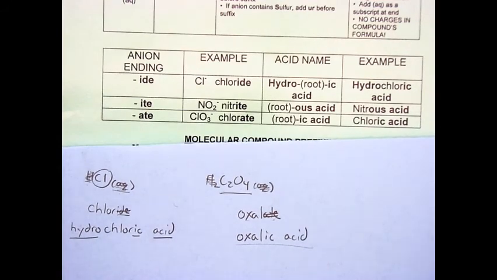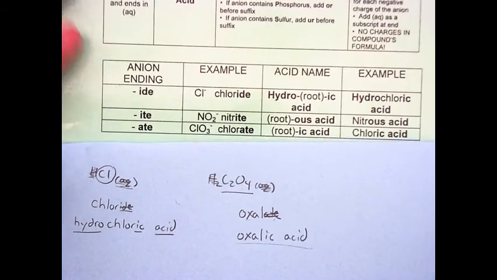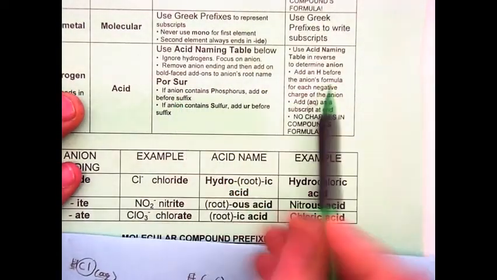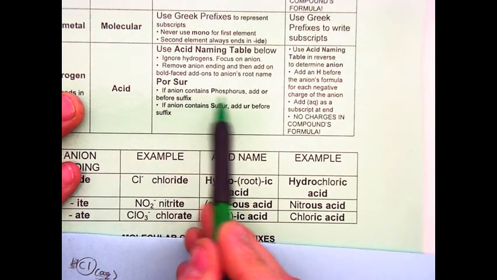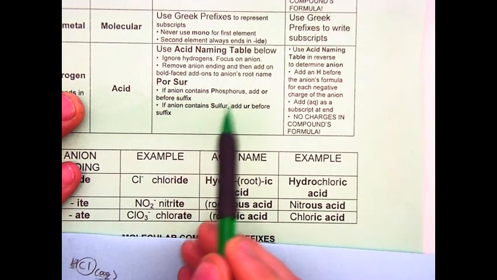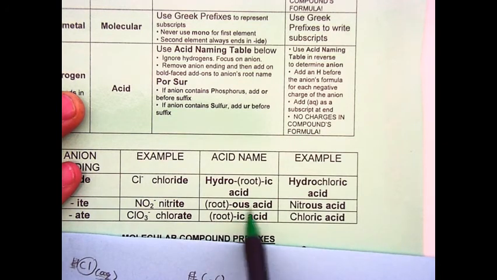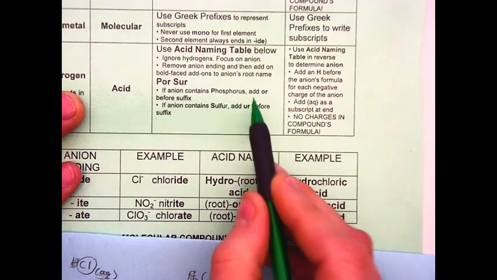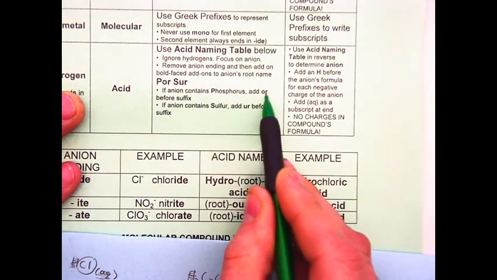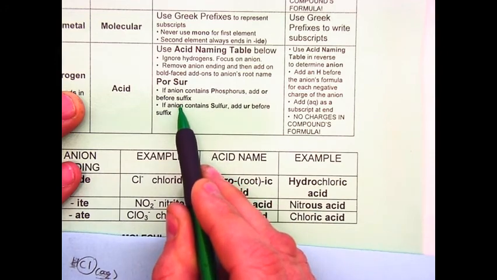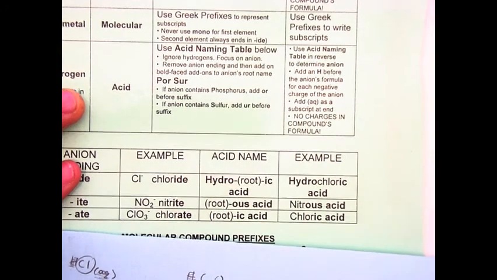Now there are 2 exceptions to this rule that you'll need to remember. And those can be found right here. It's called the Pour-Sur rule. If an anion contains either phosphorus or sulfur, you need to add an additional syllable before you add on the boldface suffix down here. All right, if it's phosphorus, you add an OR. If it is sulfur, all right, you add a UR.